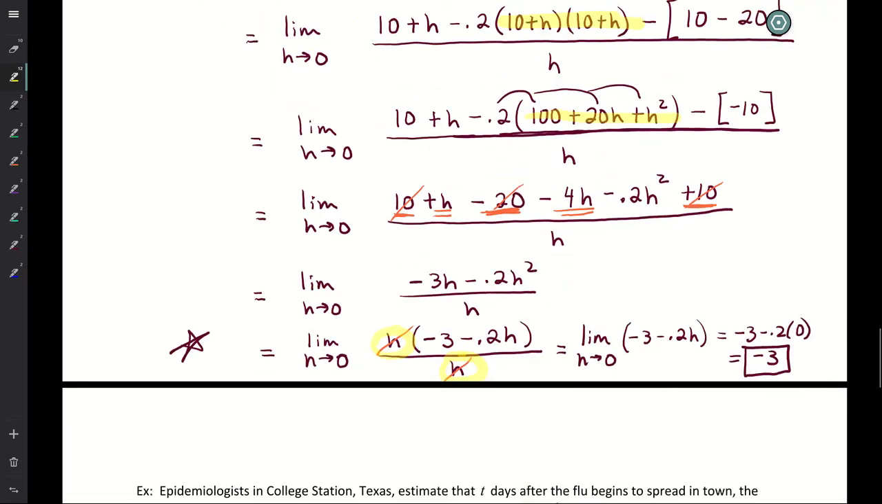Down in here, what do we do from this step down to the next one? We make sure that we factor an h out. If there's not an h to be factored out, then we know there's a problem or an error, and we need to go back and correct that error. All right, let me know if you have any questions about this particular problem, and I'll be happy to go back over it with you.